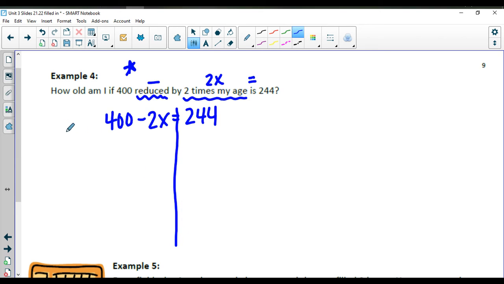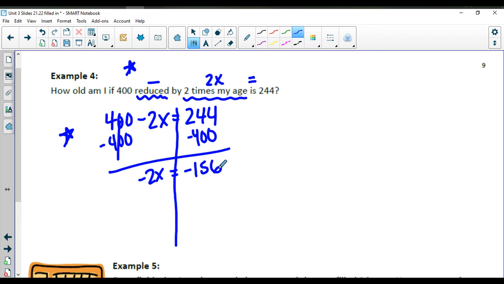244. I'm going to have you go ahead and solve this one and tell me, with a label, what is my age? All right, so first step would be to subtract that 400. So subtracting 400, we're going to get negative 2x equals negative 156. And divide by negative 2 on both sides. So we get x equals 78 years old.